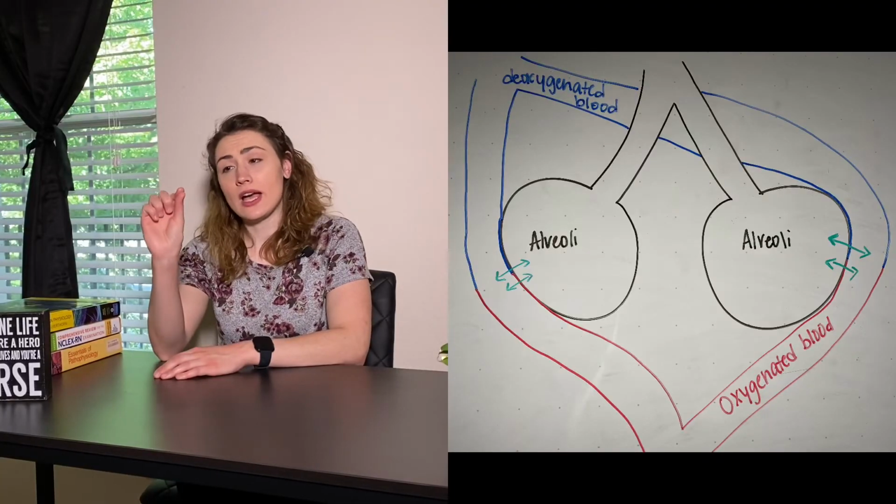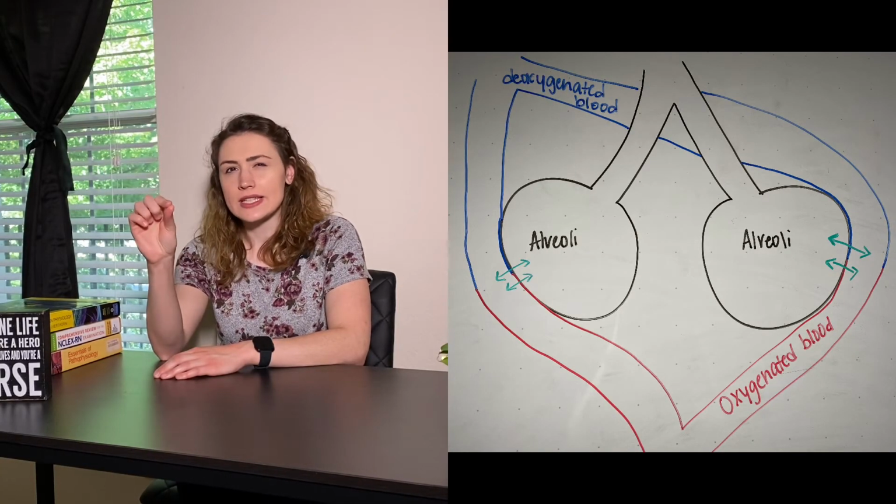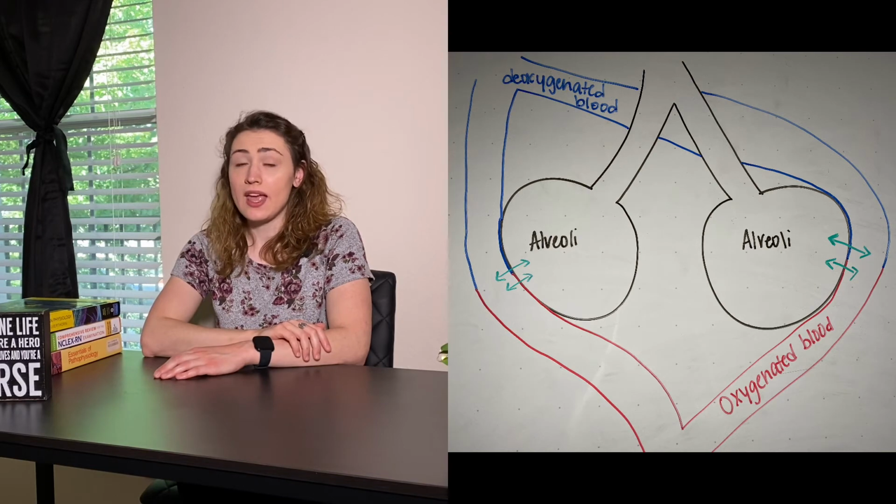So now let's talk about the distance of diffusion. Remember we talked in our last video about how the distance of diffusion is very short. The capillaries and the alveoli are effectively connected by a basement membrane, and this is necessary for the exchange of gases.